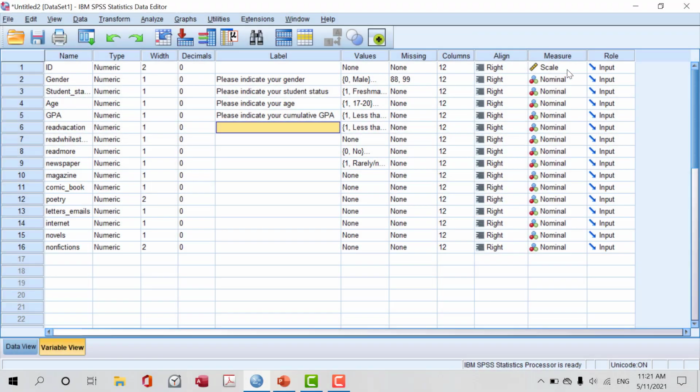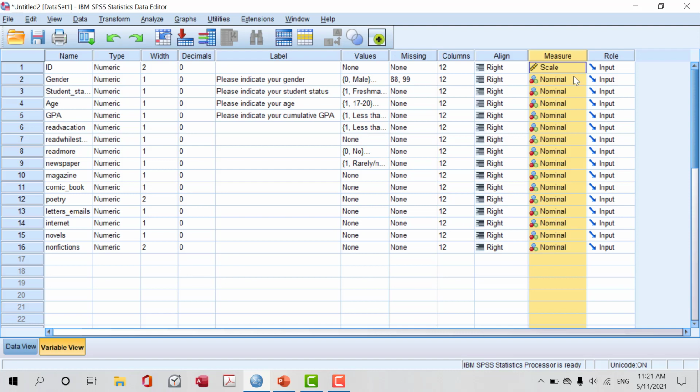All right, everyone. We are done with the role, and now let us handle measure. I want to explain the concept of measure in SPSS.